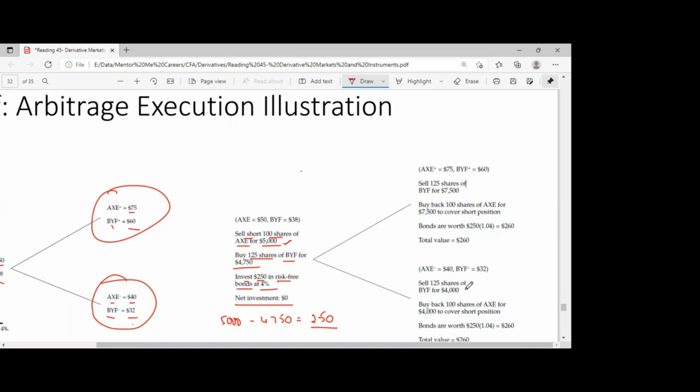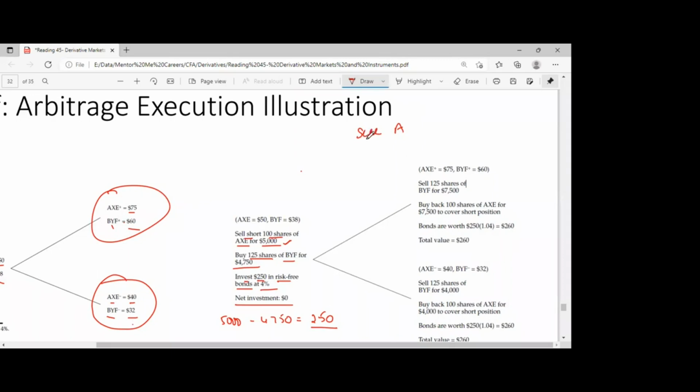Let's see. So if the prices go up, ठीक है, तो हमने क्या किया था, हमने शॉर्ट सेल किया था, right? Now the prices are $75 for AXE and for BYF the prices are 60 now. ठीक है, तो अभी अपने को क्या करना पड़ेगा, अपनी शॉर्ट पोजीशन को कवर करना पड़ेगा. तो अगर हमने पहले सेल किए थे A, let me call it A and B for simplicity.